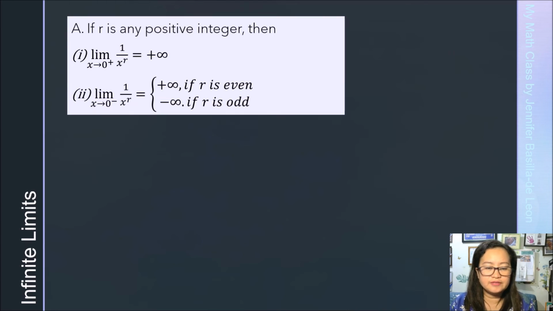Aside from the limit laws that we have just discussed, we also have laws governing infinite limits. Let's take a look at the first set. If r is any positive integer, then we have two conditions. The limit of 1 over x raised to r as x approaches 0 from the right is equal to positive infinity. Second condition, the limit of 1 over x raised to r as x approaches 0 from the left is equal to, there can be two possibilities: positive infinity if r is even, and negative infinity if r is odd.